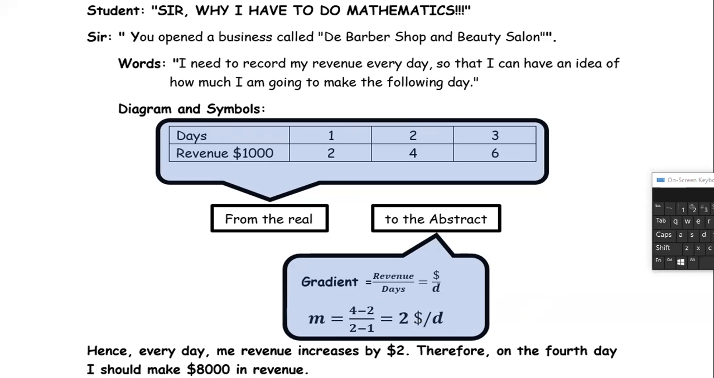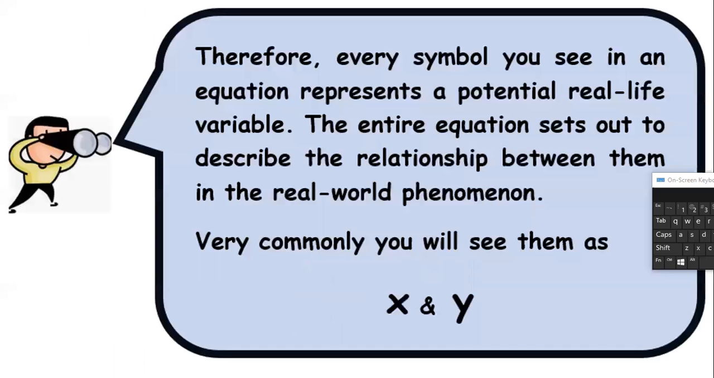So that is the use of mathematics, it's a language that we use to make things more efficient, okay? And you can plan and predict, and it's the same words turned into symbols. Every symbol is a word, like 1, 2, 3, representing a quantity of a real thing. So every symbol you see in an equation represents a potential real-life variable. The entire equation sets out to describe the relationship between them in a real-world phenomenon.